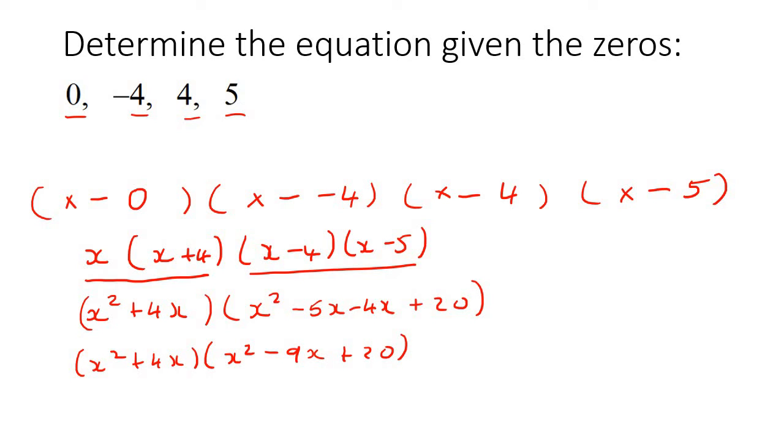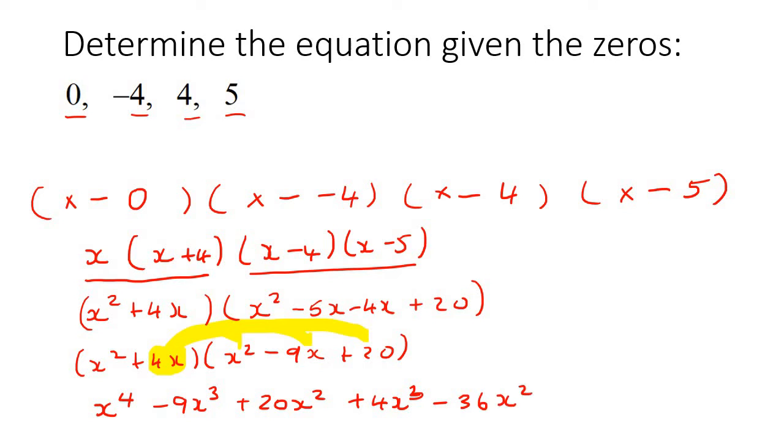Then I need to go multiply all of these together. So we're going to take this x squared, and we're going to multiply it to every single part. Like that. And so that's going to give us x to the power of 4 minus 9x cubed plus 20x squared. Now I'm going to take the 4x and I'm going to multiply to each part. And so that's going to be positive 4x cubed, negative 36x squared plus 80x.